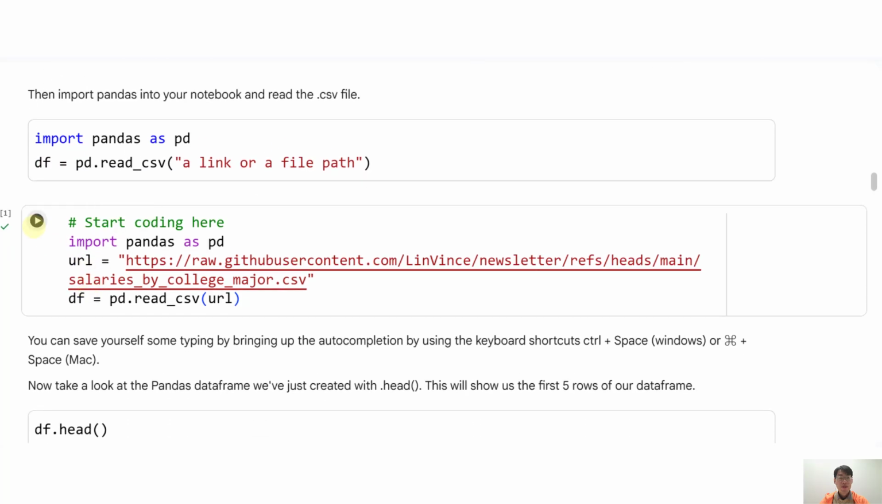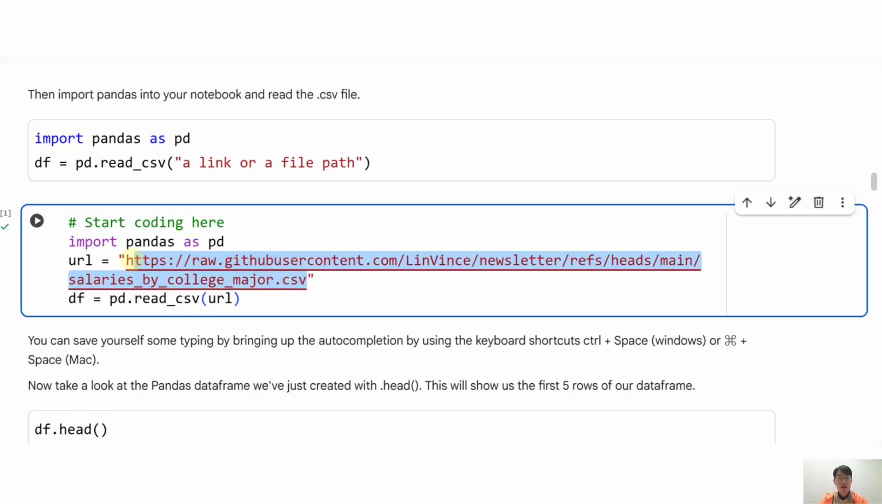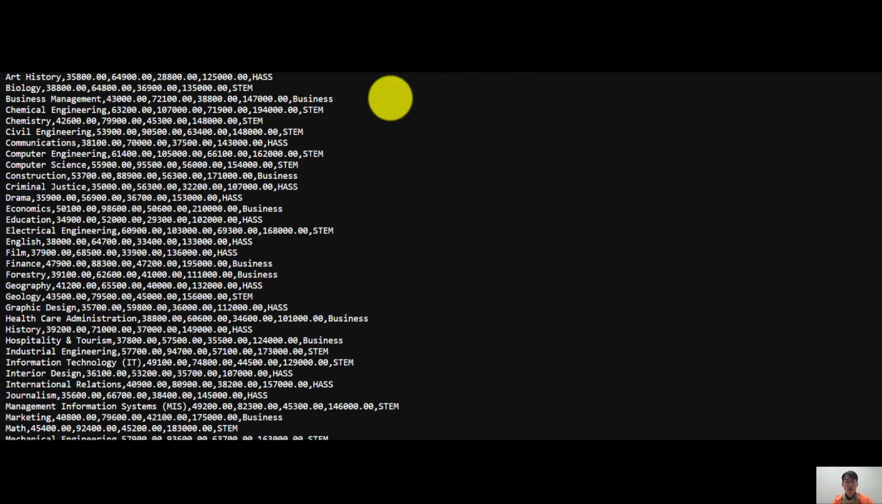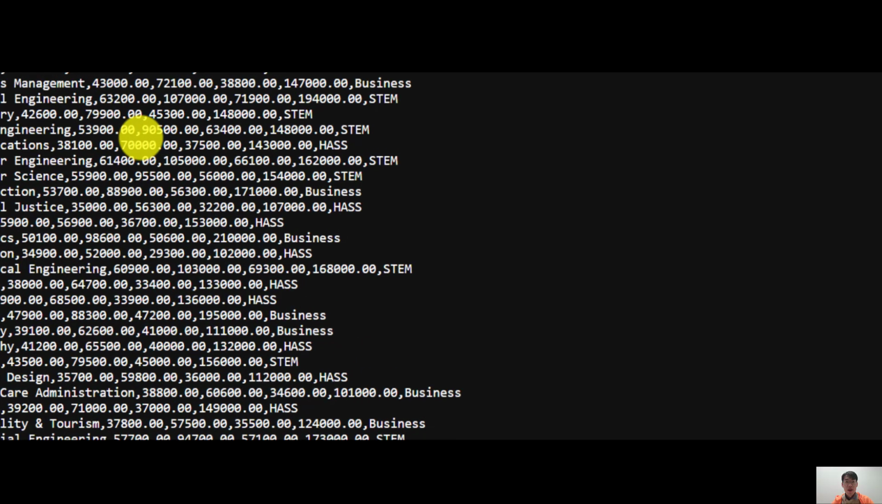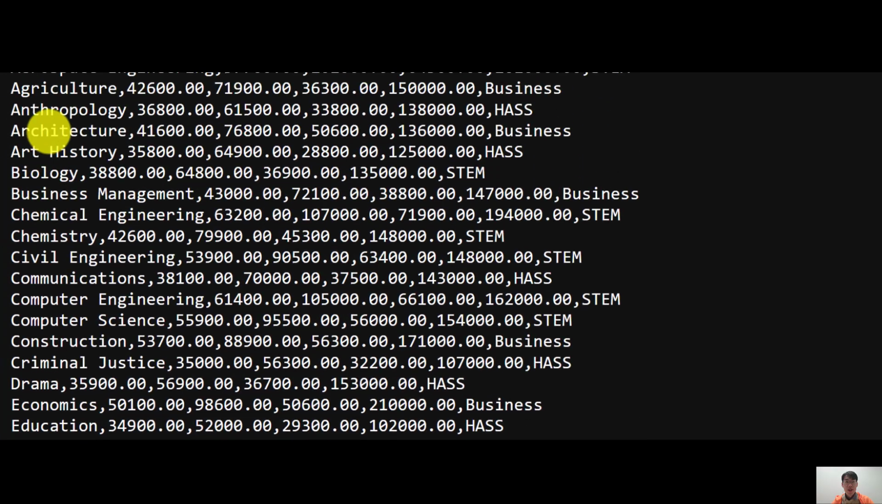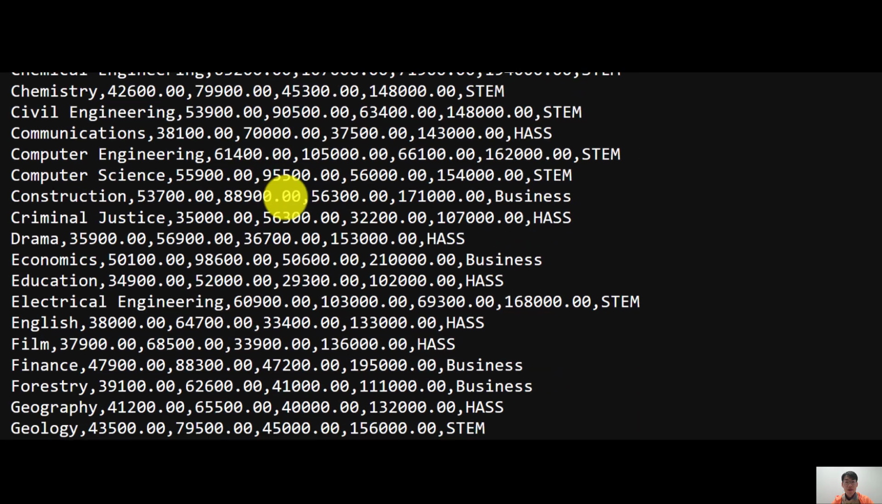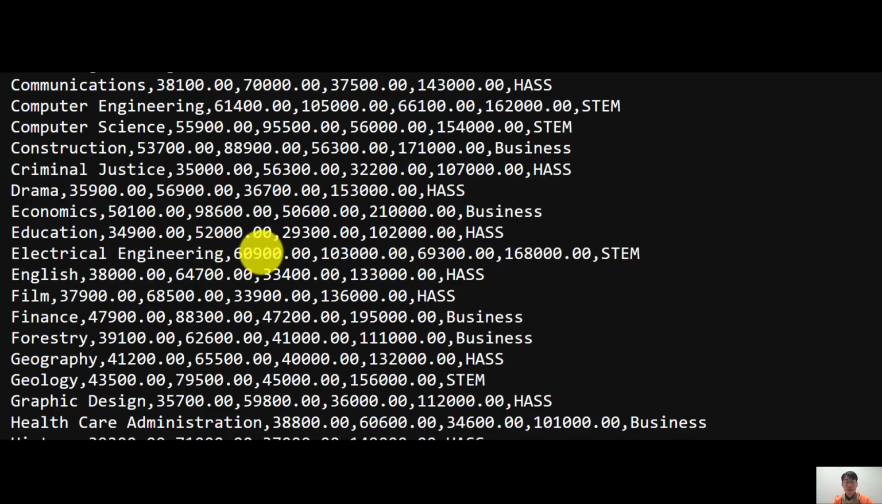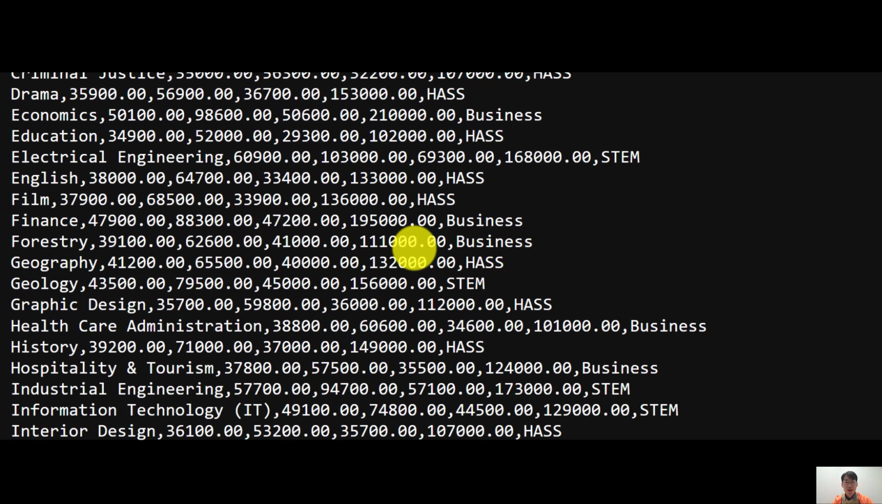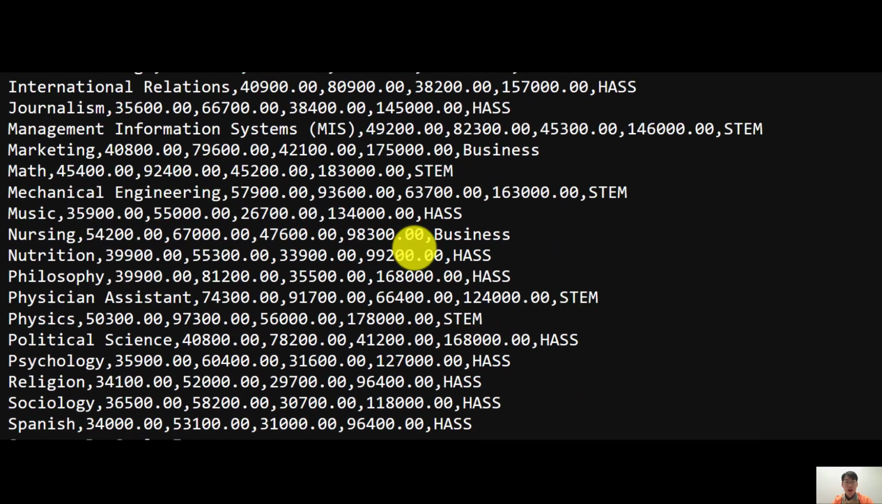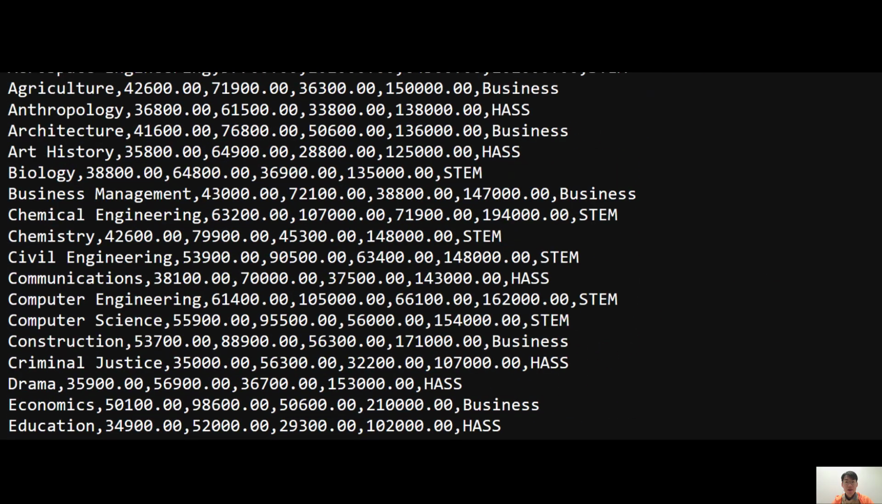So let's see. I have put my data on this web page. If you see this data right here, when you look into the raw data, you can see there are different majors and their starting salary, mid-career salary. So basically there are the salaries at different stages of their career. Okay, it looks a bit messy, so we need to use Pandas to organize this data.